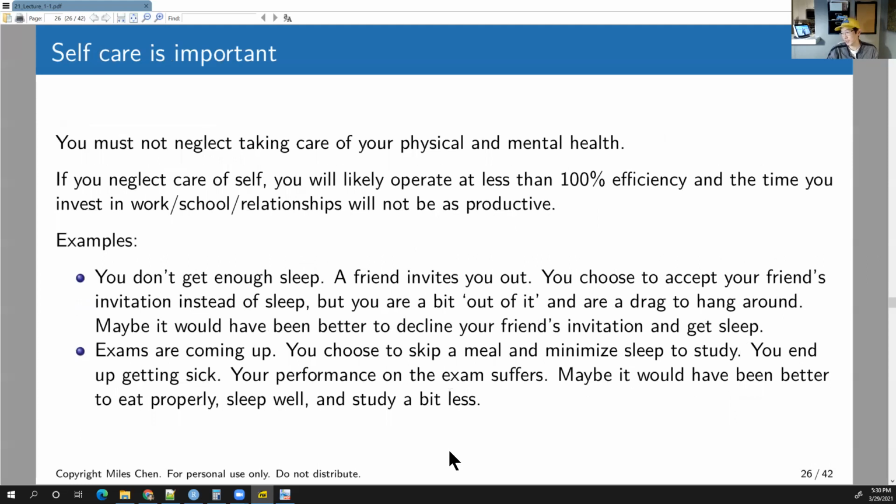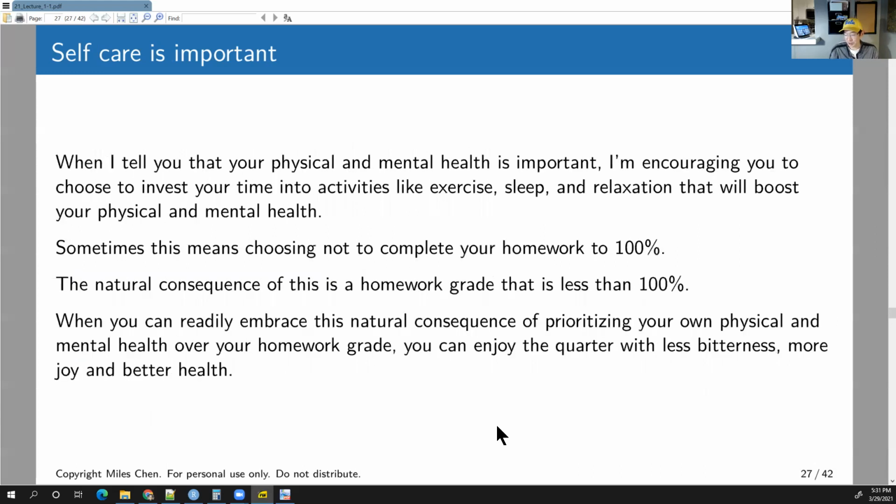Self-care is important. Always take care of your physical and your mental health. If you don't take care of yourself, then you're going to be operating at less than 100% efficiency, and then the time that you invest in work and school and relationships just will not be as productive. I put some examples here, but basically take care of yourself. Make sure you get plenty of sleep. Make sure you eat well and you do things to take care of yourself. And so when I say things like your physical and your mental health is important, I'm encouraging you to invest your time in activities like exercise, sleep, relaxation, and fun that will boost your physical and your mental health.